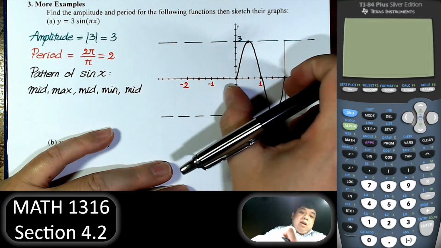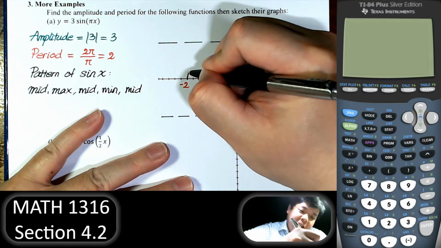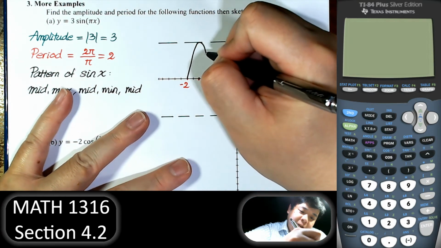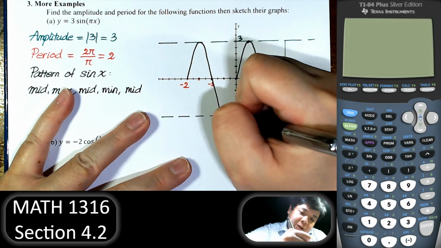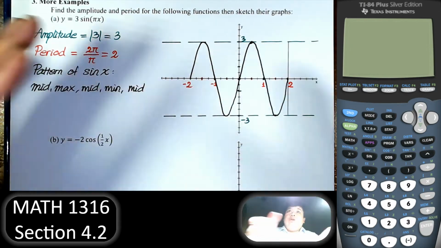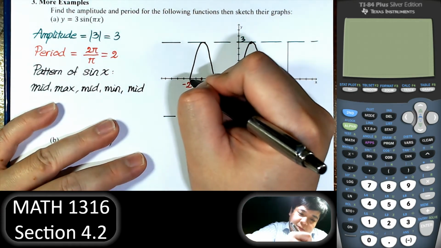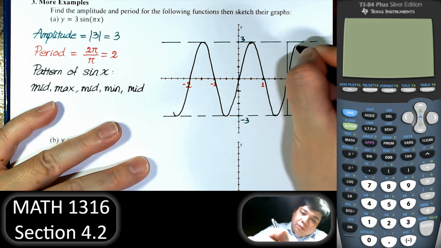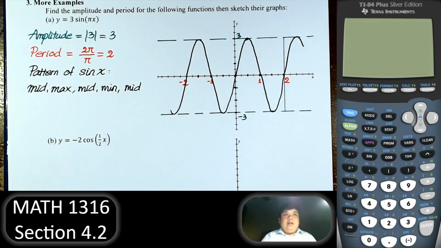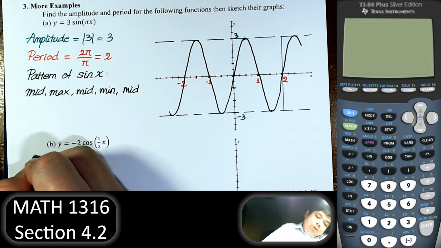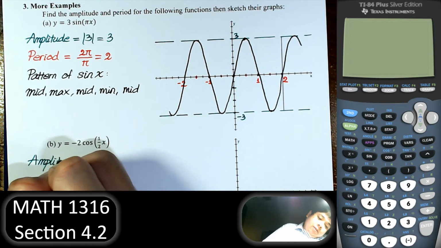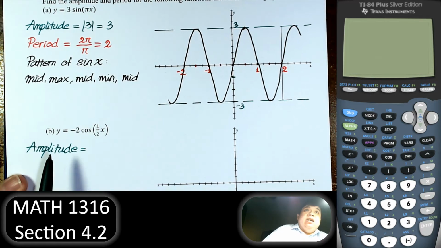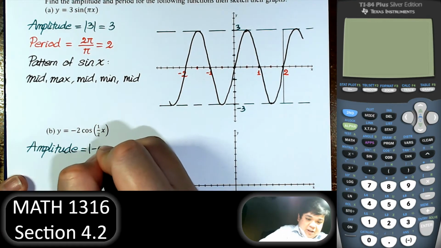Right, and we'll just copy and paste, and extend it throughout the number line. Simple as that. Next we have this. Amplitude is the absolute value of that number, which is 2.